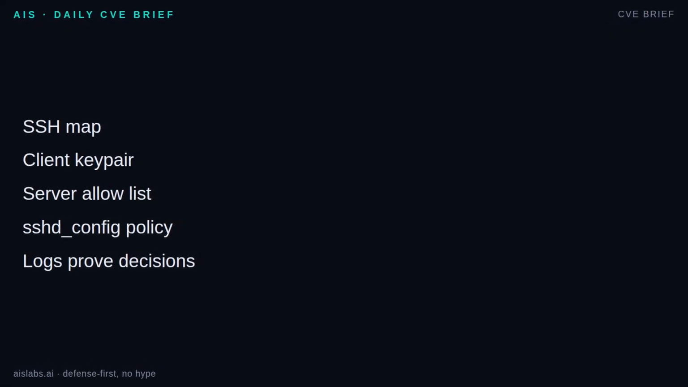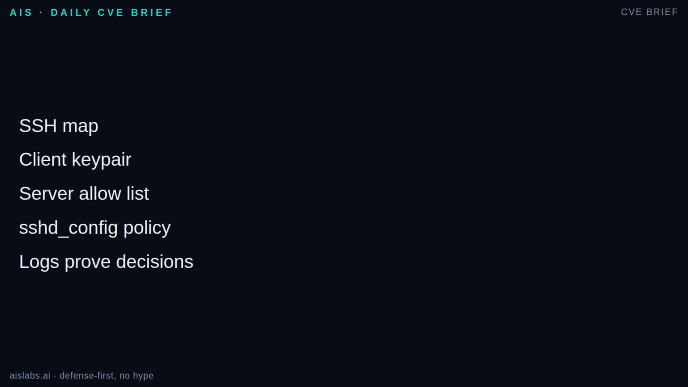Authorized_keys sits between client identity and server policy. The client key pair answers the question, what private key can this user prove they hold? The authorized keys file answers, which public keys are allowed for this server account. The SSHD config file answers broader policy questions: whether public key authentication is enabled, where authorized key files live, whether passwords are allowed, and what restrictions apply.